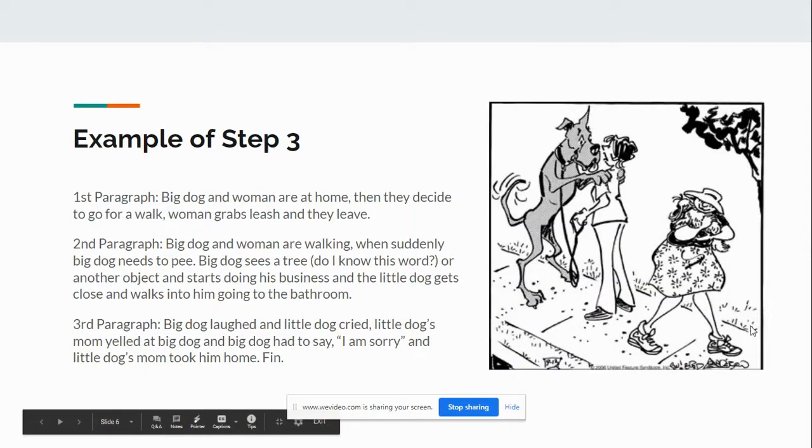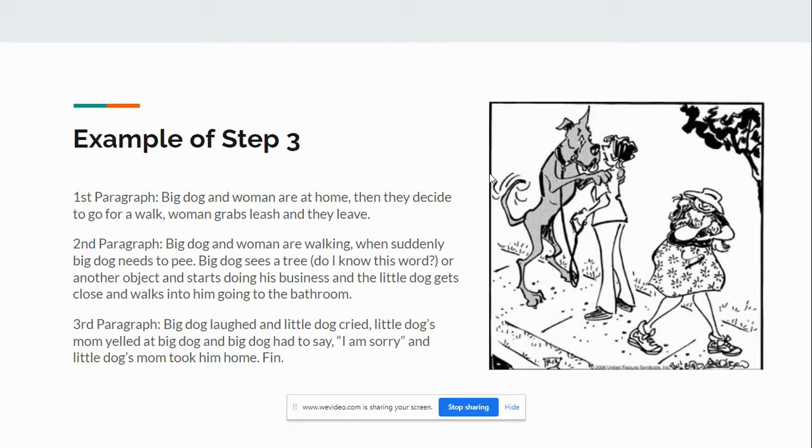So here's what I did. I took a look at this picture, and I wrote 3 sentences that summarize in short. These are just my ideas. What's going to happen? My first paragraph, that's the introduction. I just said, big dog and woman are at home. They decided to go for a walk. Woman grabs leash and they leave. I could have written more here. I could have said, and they see a small dog and I could have written more there, I think.